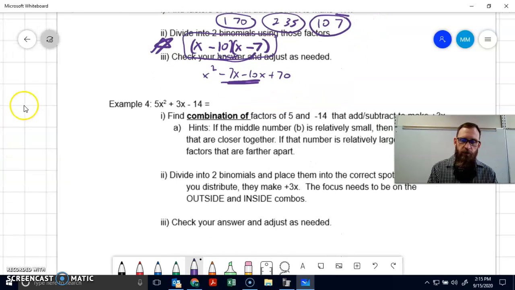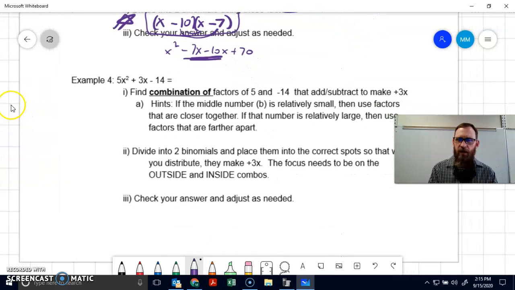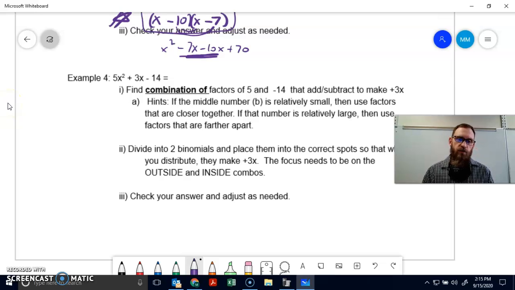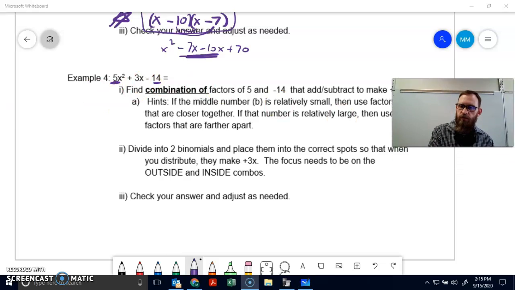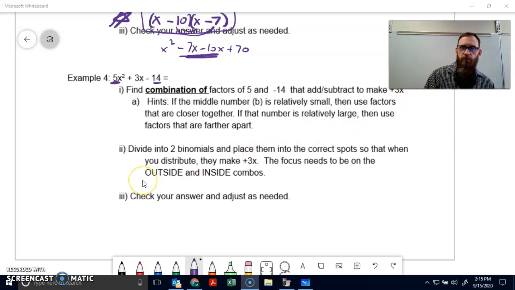All right, let's go a little bit harder, talking about finding a combination of factors using the number in front and the number at the end. So if there's a number in front of x squared, we have to do a little bit more work. And I do give you a hint here. The hint is if the number in the middle, b, is relatively small, use factors that are close together. If it's relatively large, use factors further apart. This is pretty small compared to the other two. So we're going to use factors close together. So let's start. Factors of 5. 1 and 5. Well, that's it.